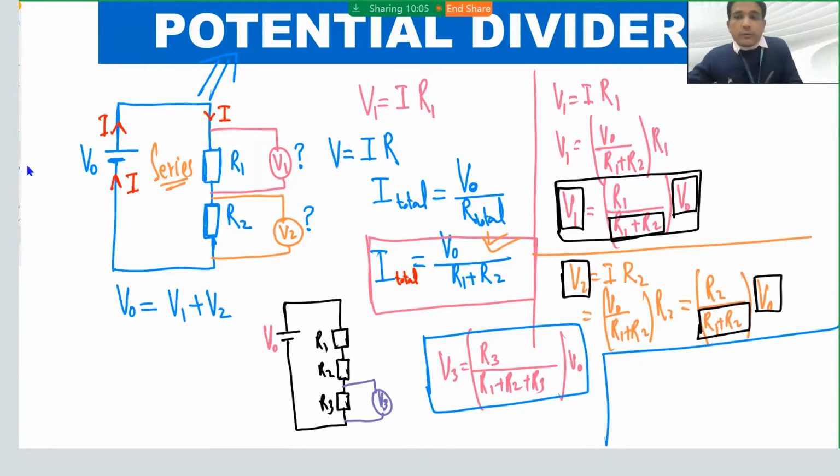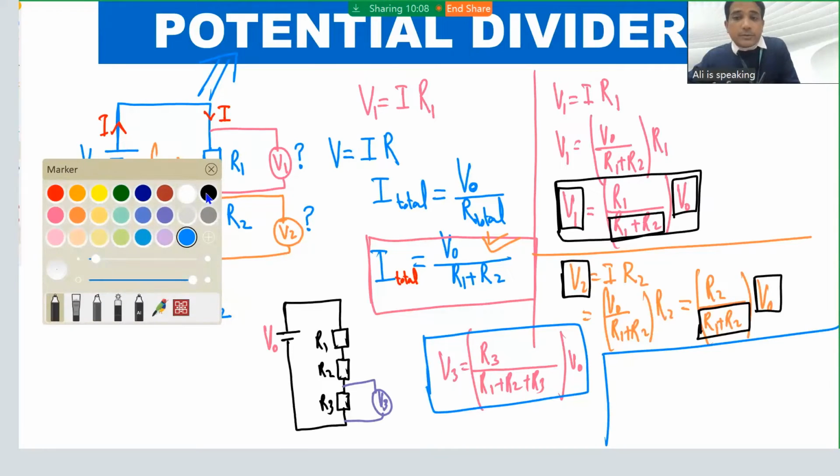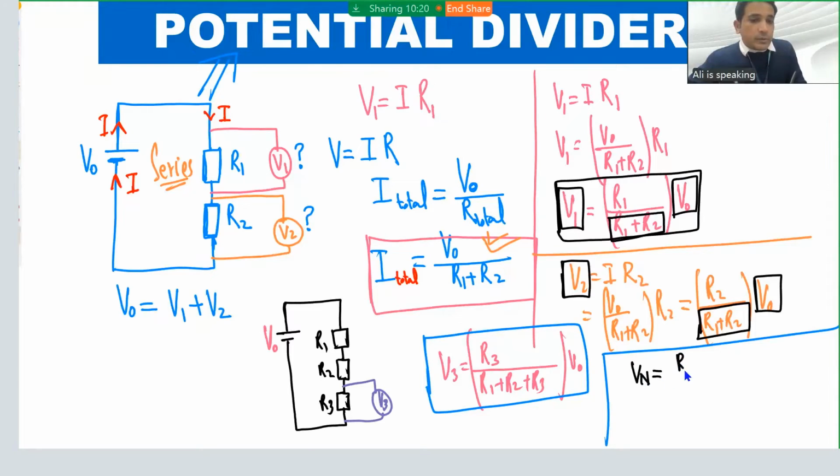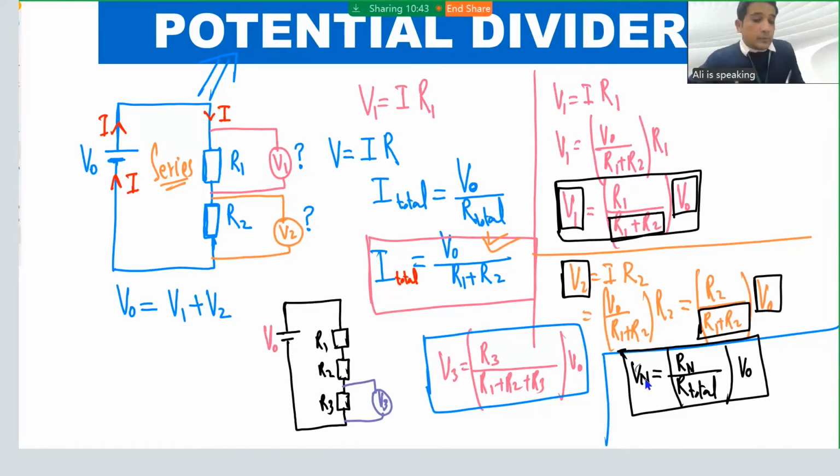Now from here, we can write down a general formula. It doesn't matter how many resistors are connected in series. If you need to find a potential difference across any resistor, you can simply use this formula. We can say Vn will be equal to Rn, that resistor, divided by R total of the circuit. And this one you will multiply with the terminal potential difference of the power supply, and you can calculate the potential difference across any resistor. So this one is the general formula you can use for the potential divider.